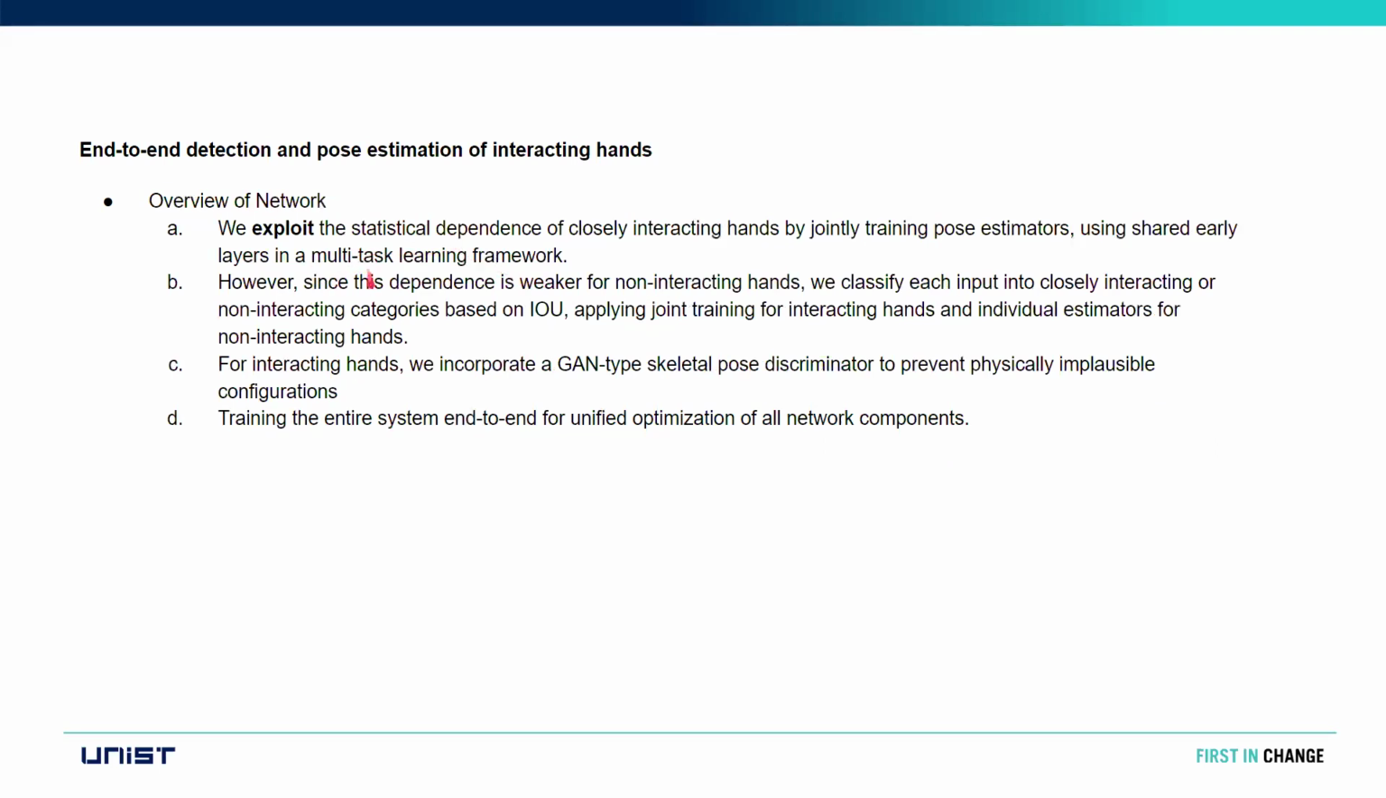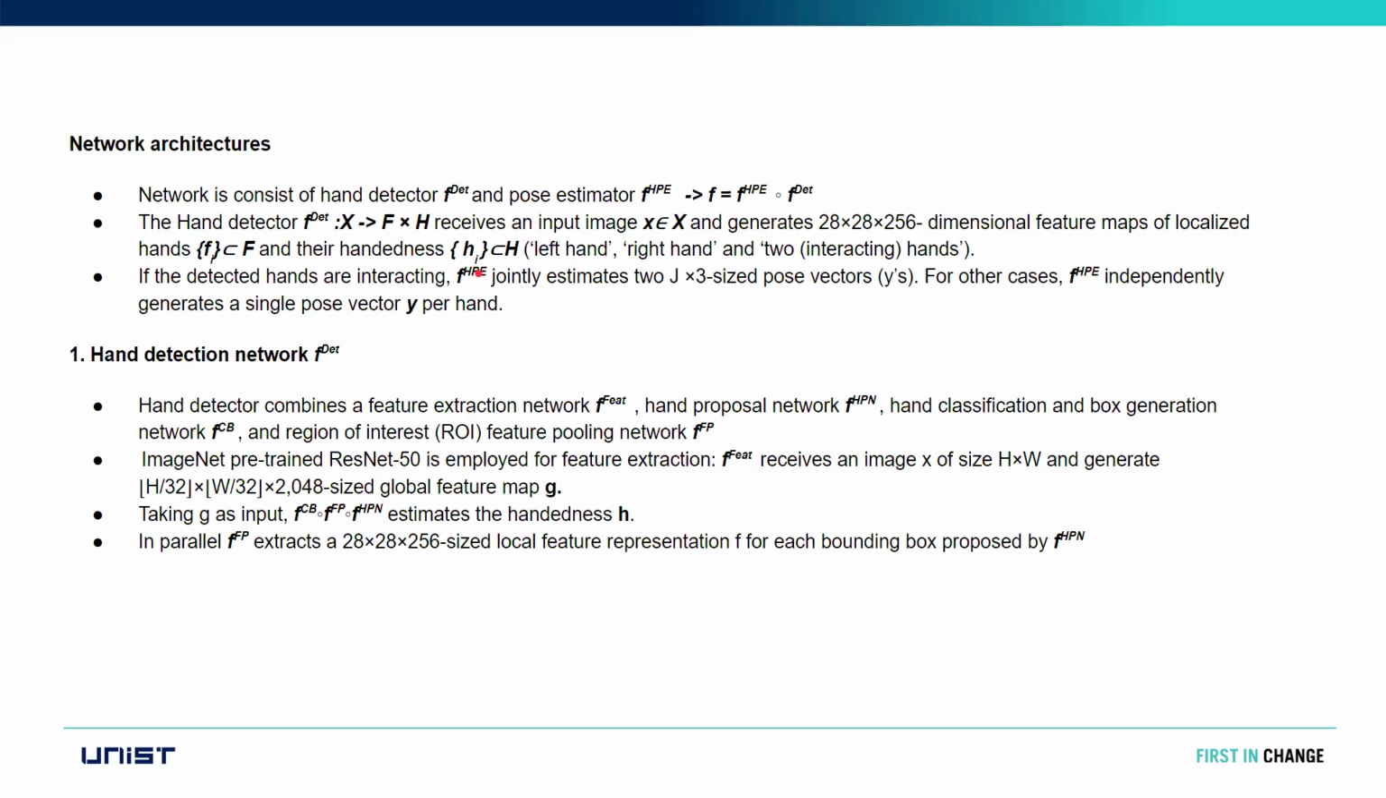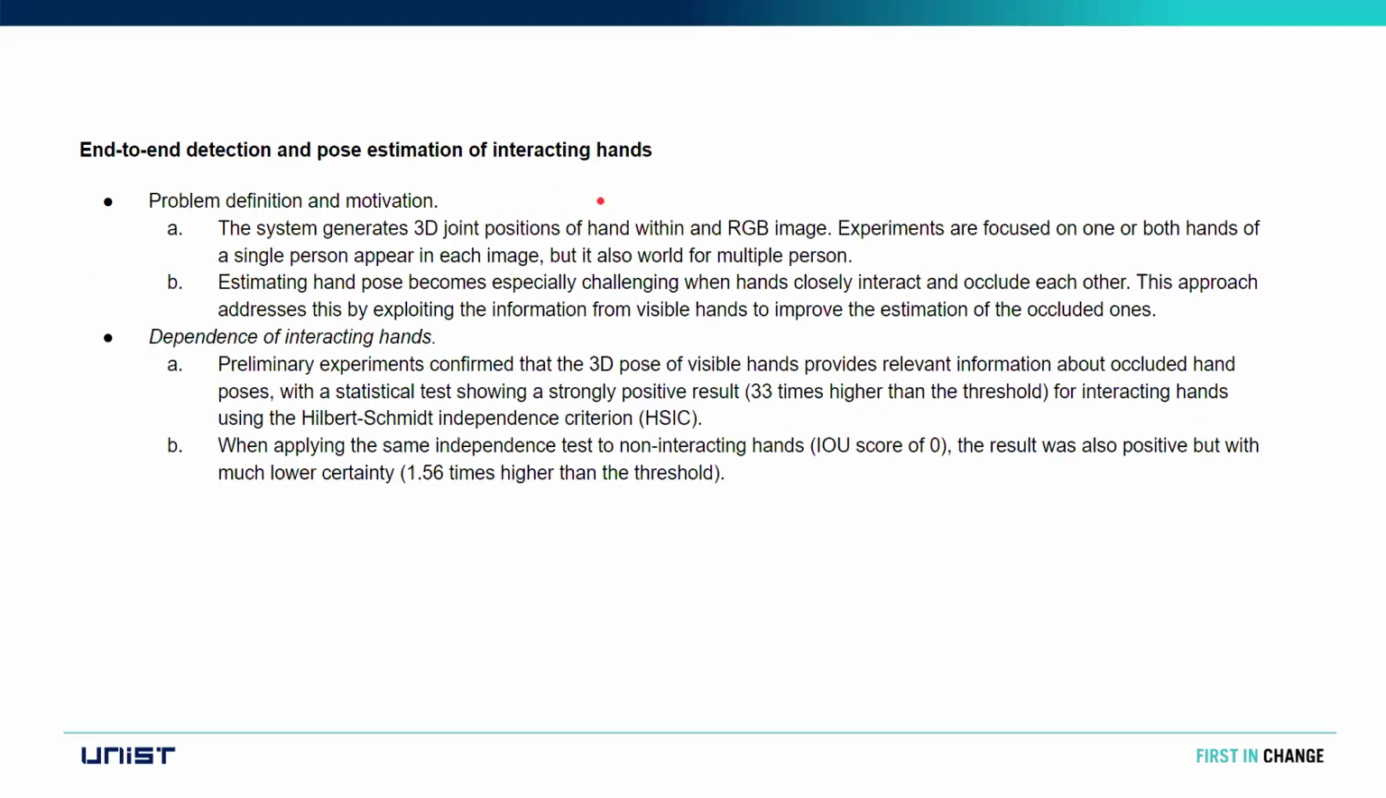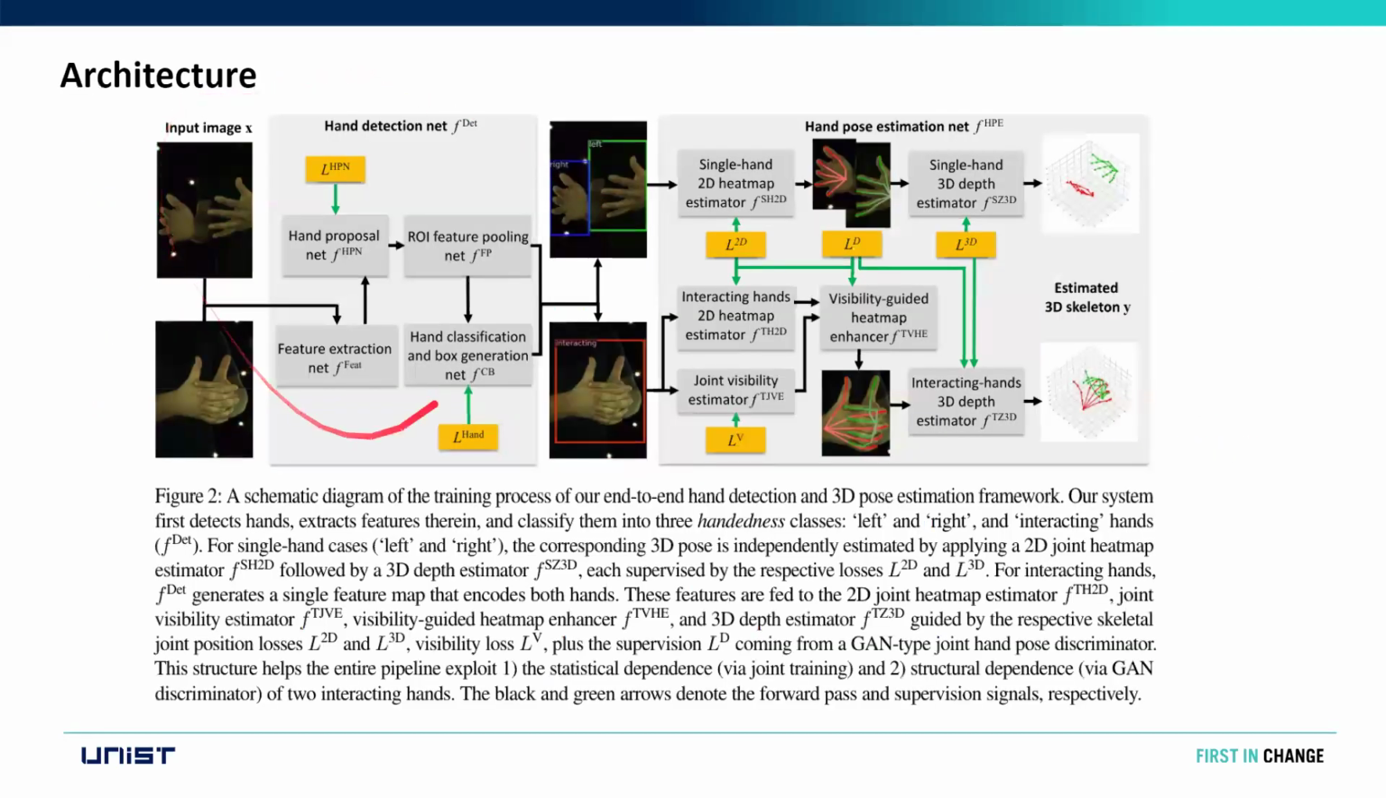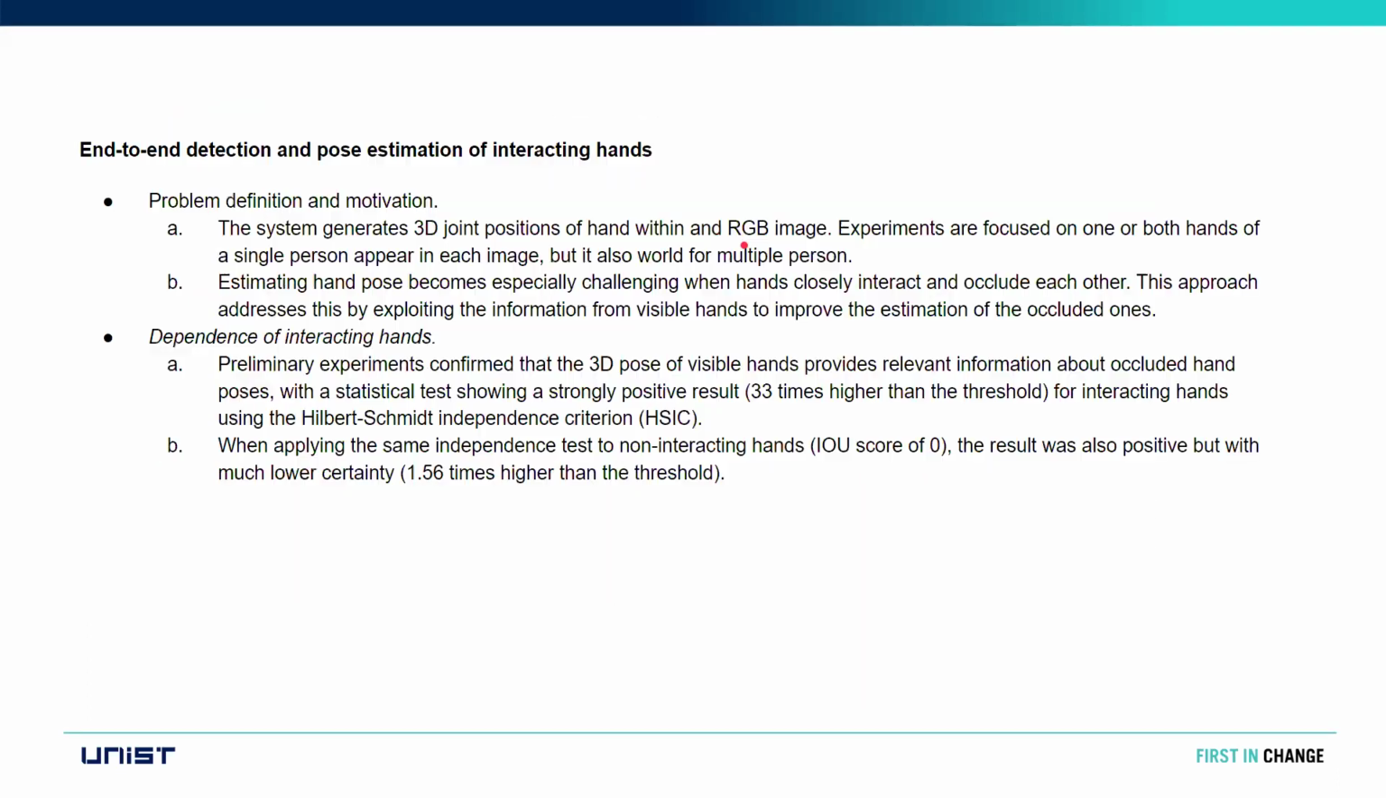So, the overview of the network. This is the statistical dependency of closely interacting hands. First they get features, and then they use those early stage features later on in the architecture. We will talk about this later. The network consists of the detector and the pose estimator: the first part is detection, and the second part is pose estimation.